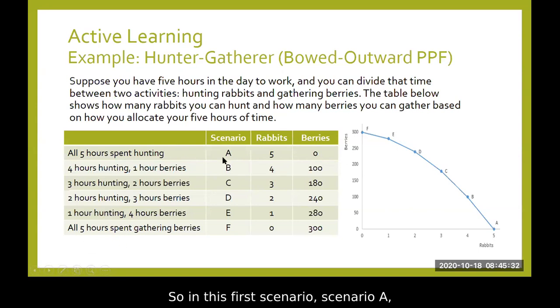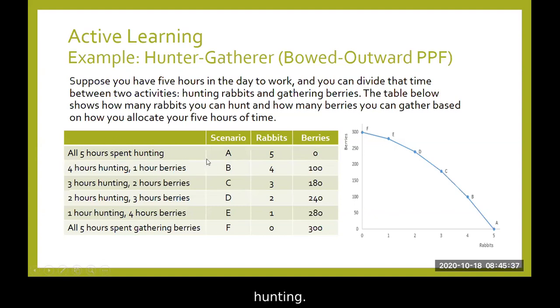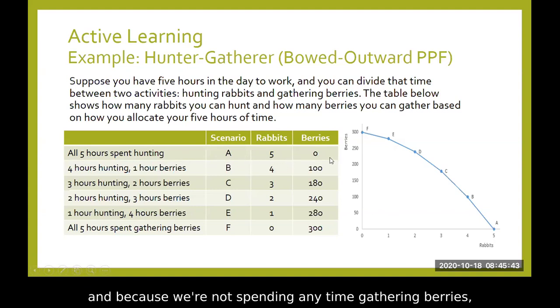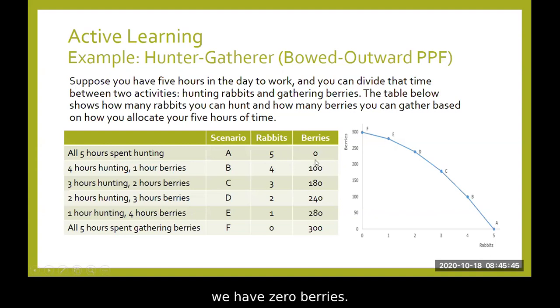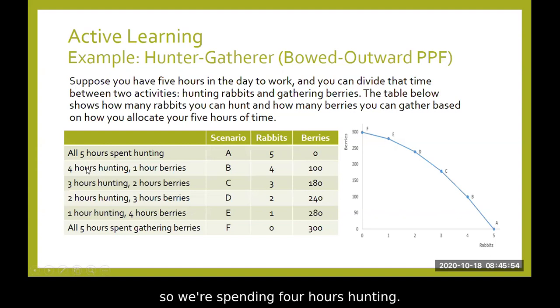In the first scenario, scenario A, assume we're spending all 5 hours hunting. Then in the 5 hours hunting, we're able to hunt 5 rabbits, and because we're not spending any time gathering berries, we have 0 berries. In the next scenario, we're now spending 1 less hour hunting. So we're spending 4 hours hunting, and that 5th hour gets allocated towards gathering berries. In scenario B, in the 4 hours hunting, we're able to hunt 4 rabbits, and in the 1 hour that we spend gathering berries, we're able to gather 100 berries.